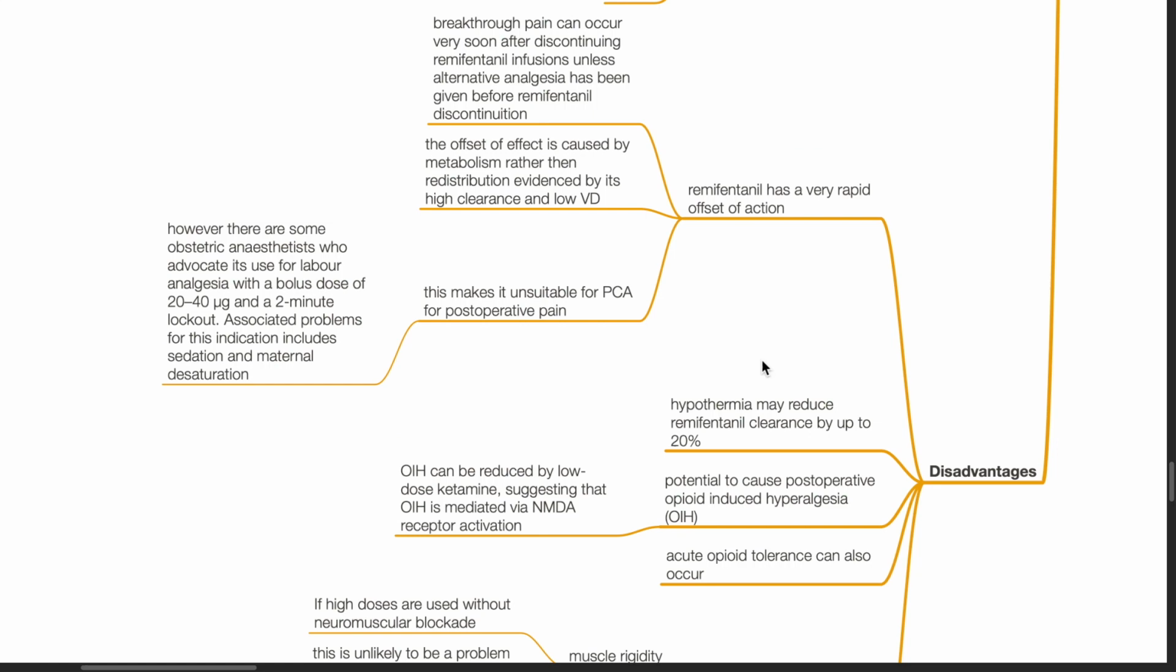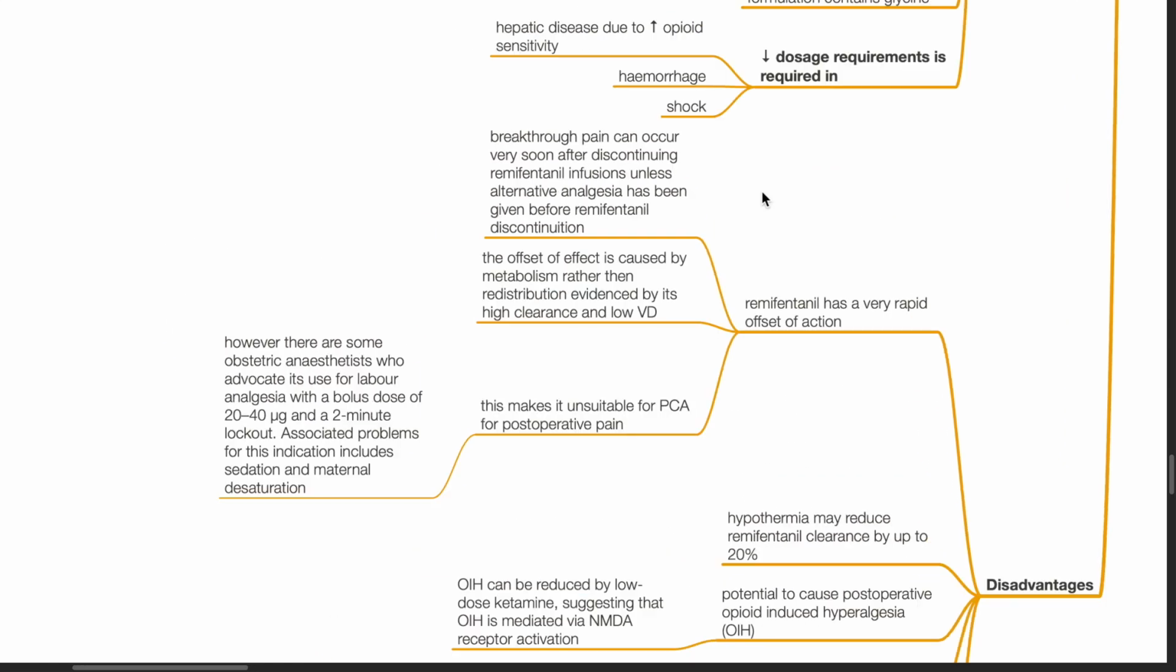Disadvantages of remifentanil. Remifentanil has a very rapid offset of action. Breakthrough pain can occur very soon after discontinuing remifentanil infusions unless alternative analgesia has been given before discontinuation. The offset of effect is caused by metabolism rather than redistribution, evidenced by its high clearance and low volume of distribution. This makes remifentanil unsuitable for patient-controlled analgesia for post-operative pain.